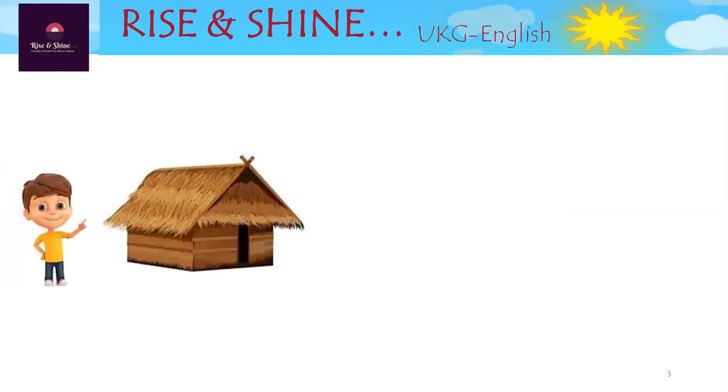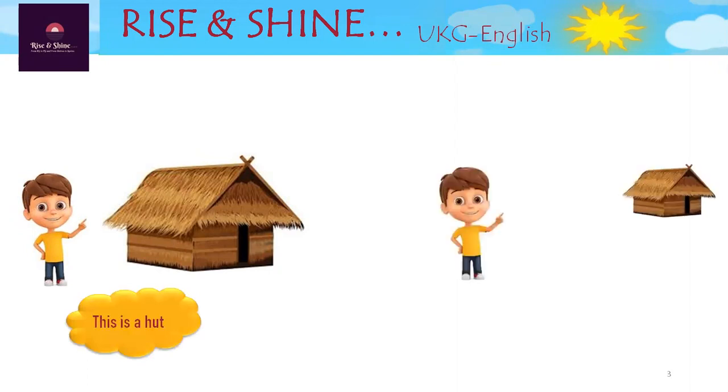Next, now see. Same thing, the boy and the hut is near to him. So tell me what he says? Correct. This is a hut. And now the same boy. The number of huts is 1, but the hut is far from him. So what does he say? That is a hut. So you understand? He says that is a hut because the hut is far from him.